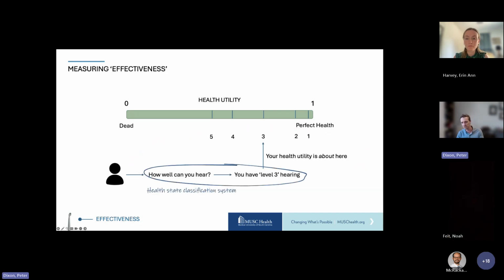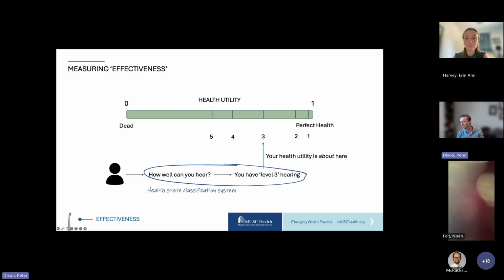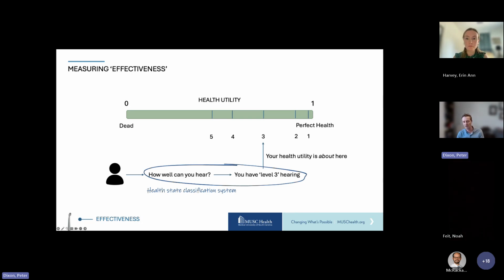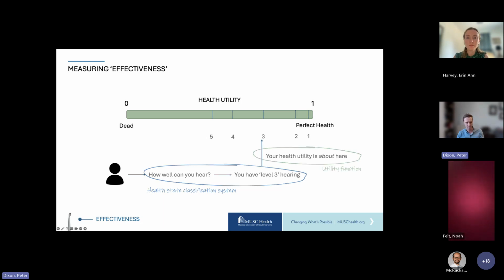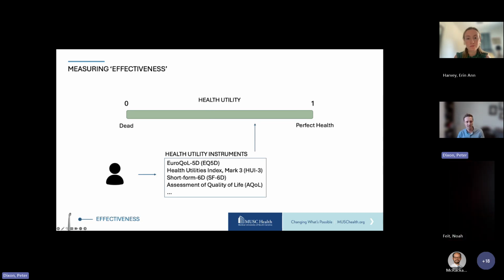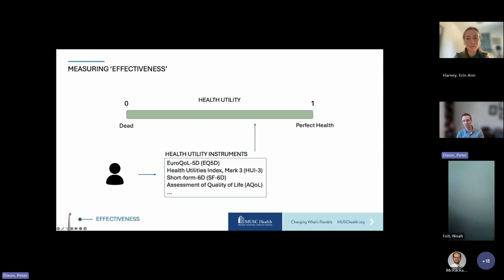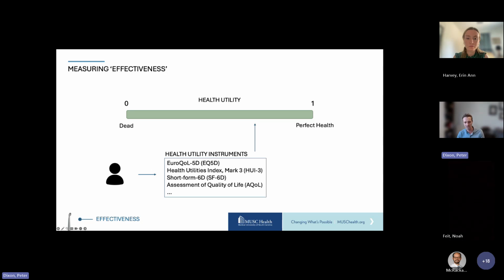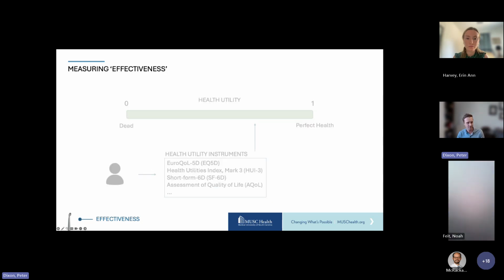And there are two parts of utility instruments. The first part is asking the patient, well, how well can you hear, for example, or how much pain do you have, or how good is your memory, and quantifying their health state. And then the second part is just translating that health state into utility. Okay. And there's a number of different utility instruments, and many of you probably have seen these utility instruments around. You may or may not have recognized them as being utility instruments, but they're a specific and special kind of health-related quality of life measure that outputs this special score called health utility.